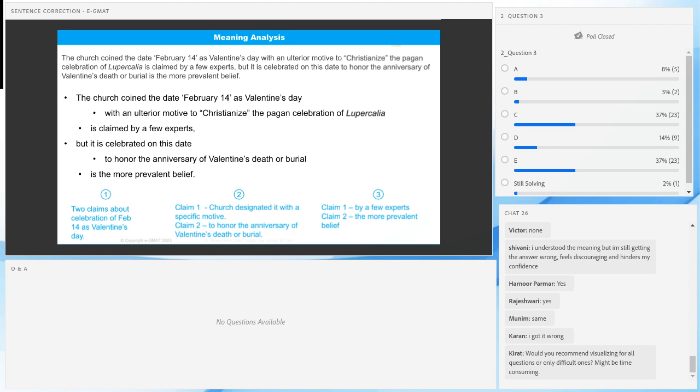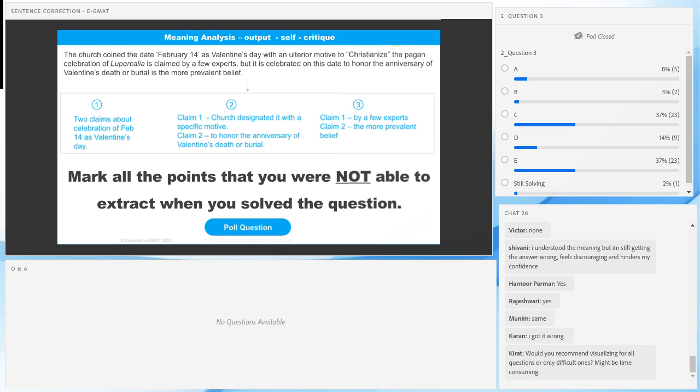That's a big thumbs up in the column for understand the meaning. I have visualized the entire meaning. I know all the three aspects. So give yourself credit for that. Now when I move to the second step, which is what we're going to do now, this is the kind of self critique that you need to do.